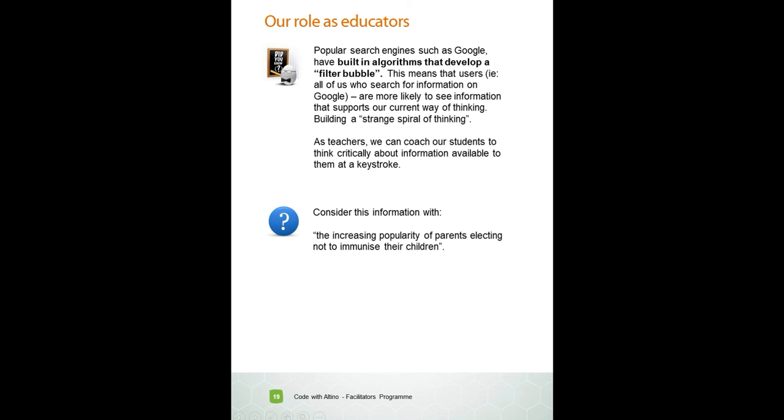So here is a fascinating fact. Did you know that popular search engines such as Google have built-in algorithms that develop a filter bubble? This means that users, i.e. all of us who search for information on Google, are more likely to see information that supports our current way of thinking. This is building a strange spiral of thinking. As teachers, we can coach our students to think critically about information available to them at a keystroke. So just a bit of a stimulus question, we won't go through it here, but consider this information with, for example, the increasing popularity of parents electing not to immunise their children.